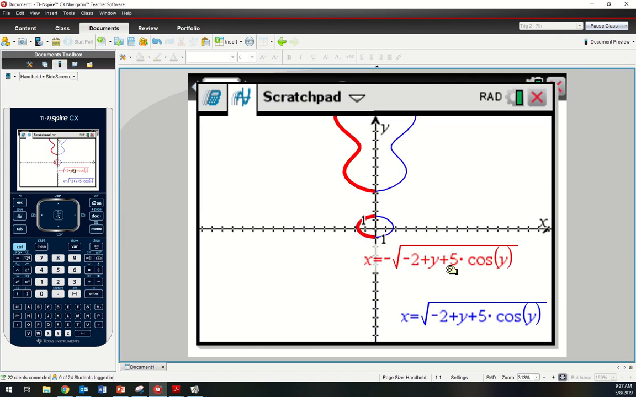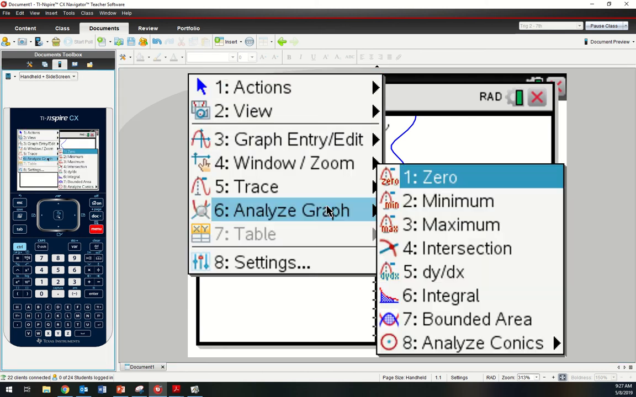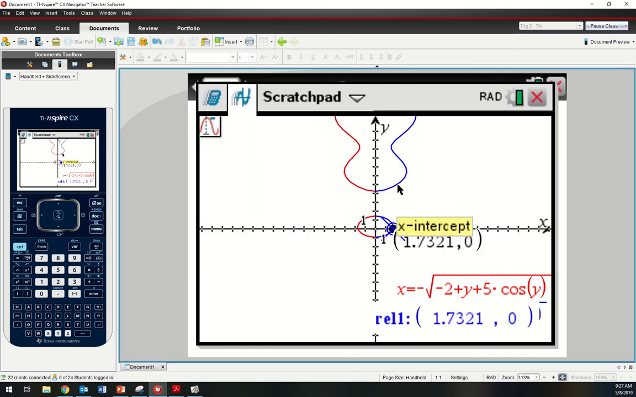Because we're finding the equation where x equals 2, right? Okay, so now from here, menu, analyze graph. Right here is trace. This is what you want, graph trace. I'm on trace already, so just hit the number 2.